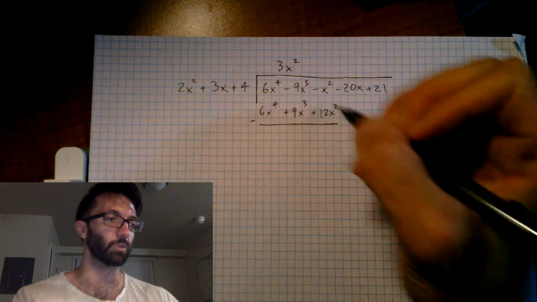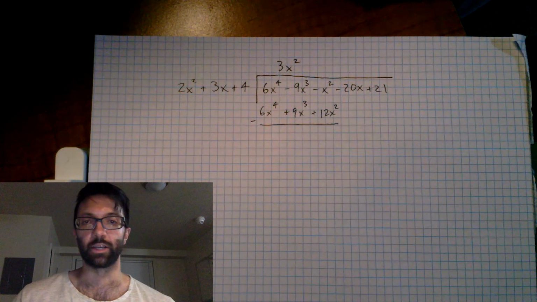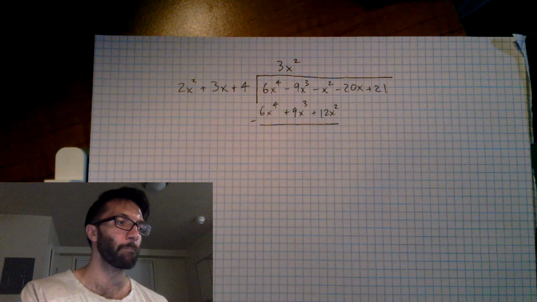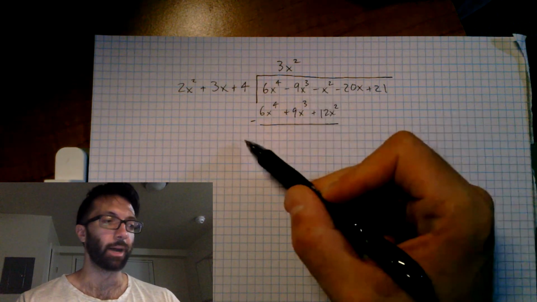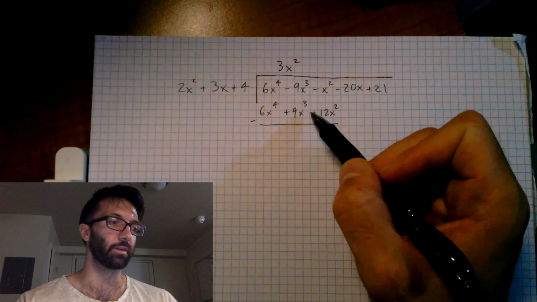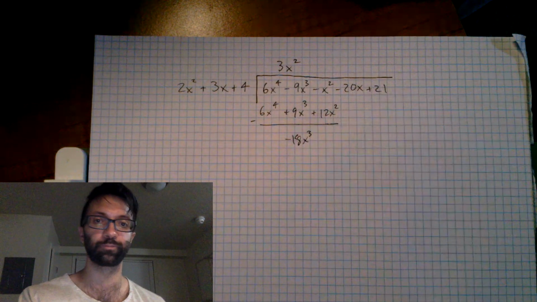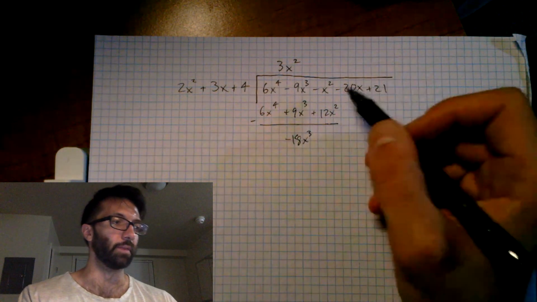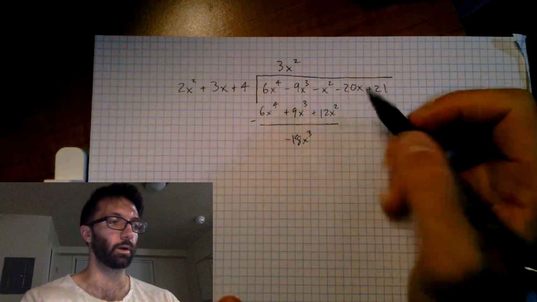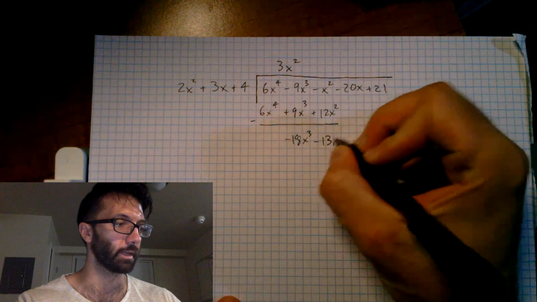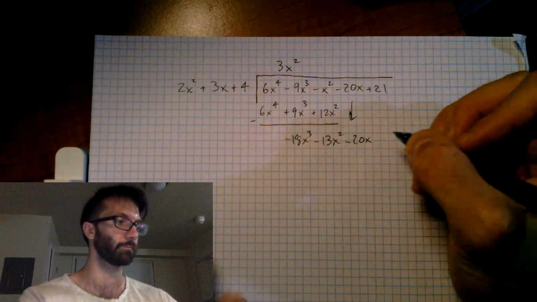All right, then we'll subtract that off from the dividend. 6x to the 4th minus itself is 0. Negative 9x to the 3rd minus a positive 9x to the 3rd is going to be a negative 18x to the 3rd. And then negative x squared minus a positive 12x squared, that's going to be a negative 13x squared. And then we'll bring down our negative 20x.